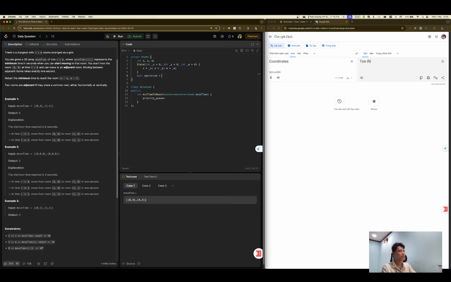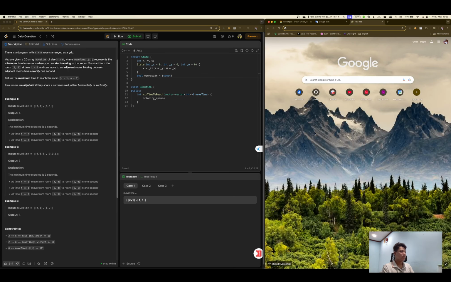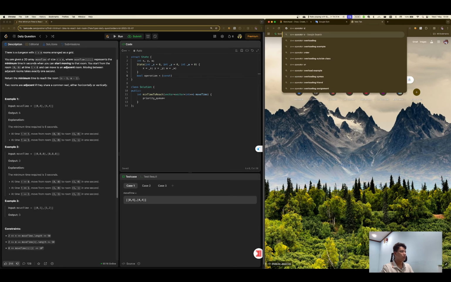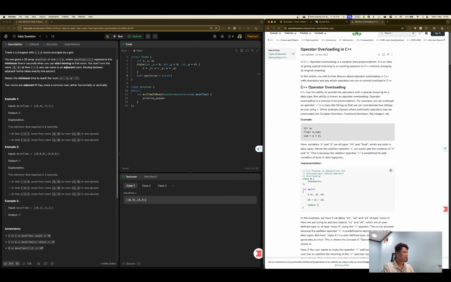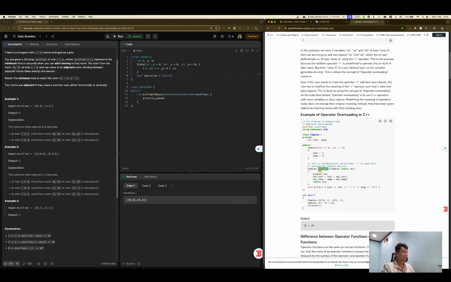Okay, let's see. This is operator overloading. I forgot the syntax, so forgive me. Yeah, okay, it's correct. We compare it with another state order. This one returns true if this state is less than the other, so it is considered smaller.